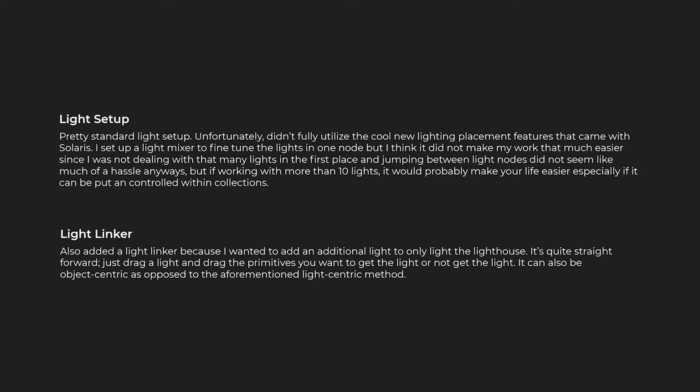I just put in some lights, made some lights, and manually moved them around using the transform handles, the transform controls, and it seemed pretty fine for my purposes, because I didn't use too many lights. I also used a light mixer so that I can tune the lights in one node. But I think it did not make my work that much easier because I didn't have that many lights. I find it didn't bother me to just jump between the light nodes and change them there.